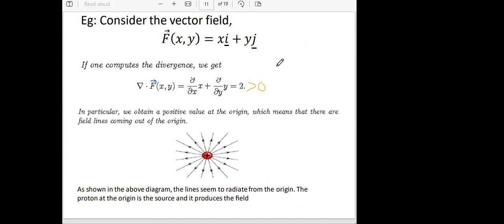So at any point, flowing out more than in. So this is very useful tool to understand about the vector field.